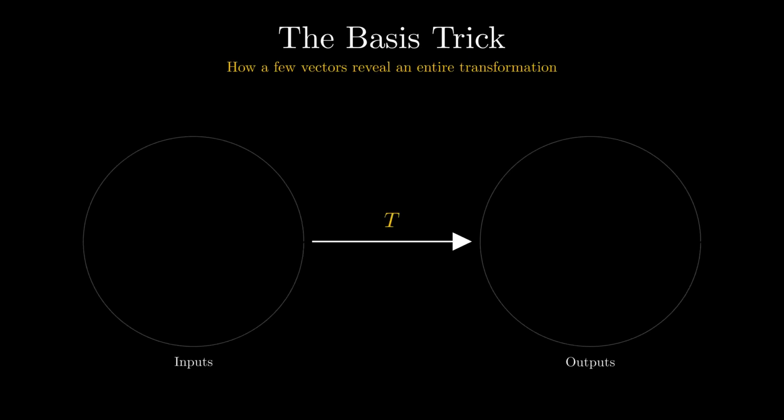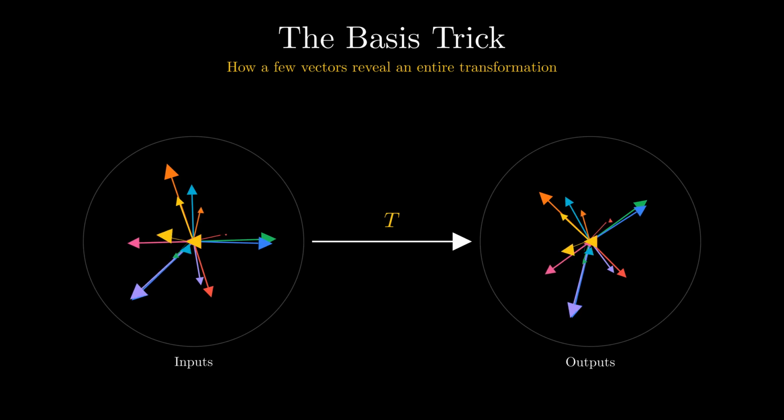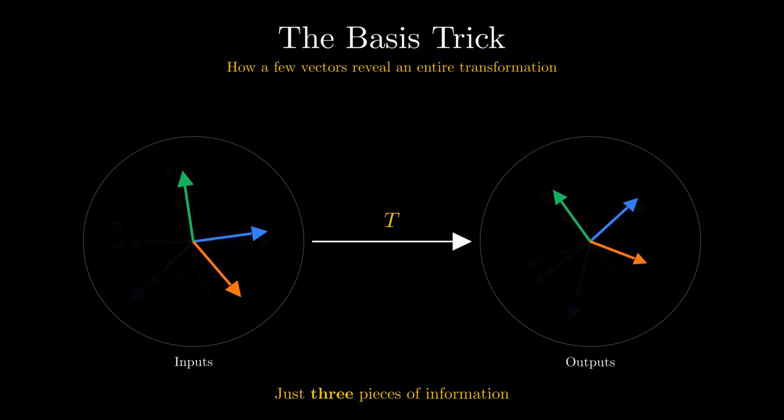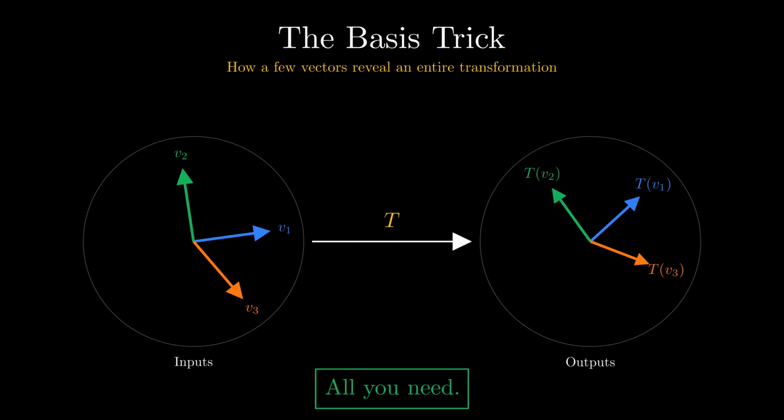A linear transformation in 3 dimensions sends infinitely many input vectors to infinitely many outputs, yet just 3 pieces of information pin it down completely. Watch this cloud of arrows collapse to only 3 special vectors, the bases. That's the entire transformation, encoded. Today we uncover why and the hidden choice lurking behind every coordinate you've ever written.